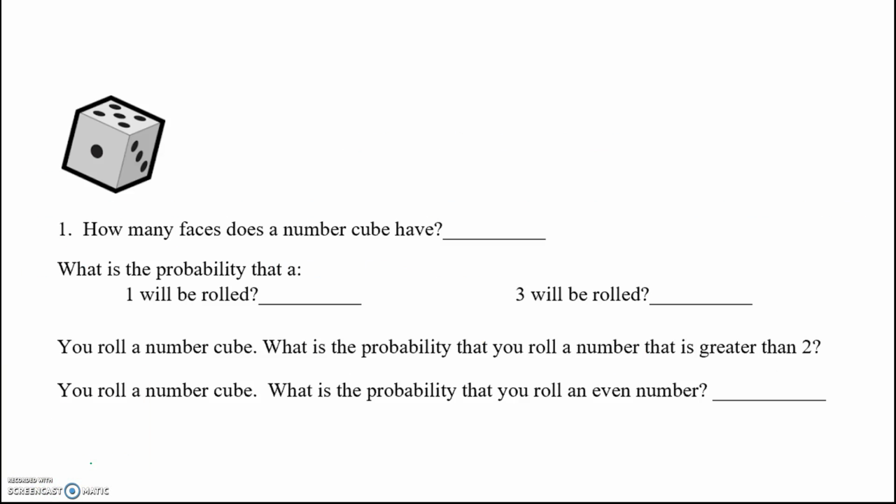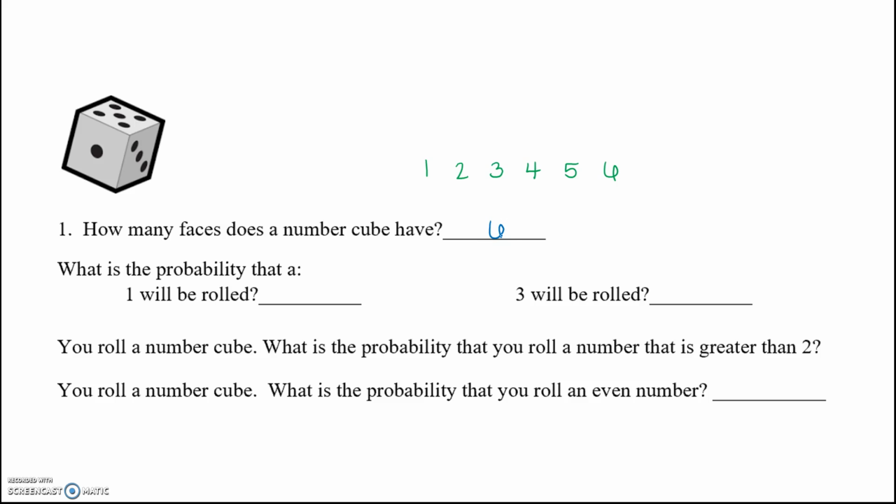Okay, so let's look here. We are looking at a die. It says, how many faces does a number cube have? So every time, I go ahead and write out my sample space, which means I write out all of the possible outcomes. So you can get a 1, 2, 3, 4, 5, or 6. So my total would be how many possible outcomes, how many faces. It has 6 faces, okay?